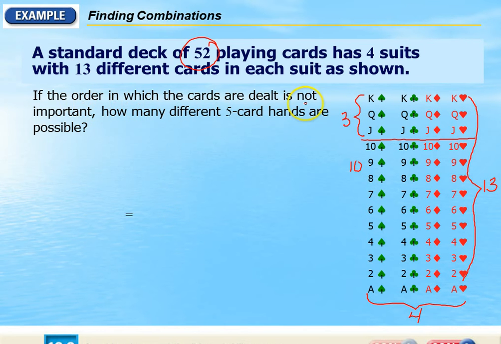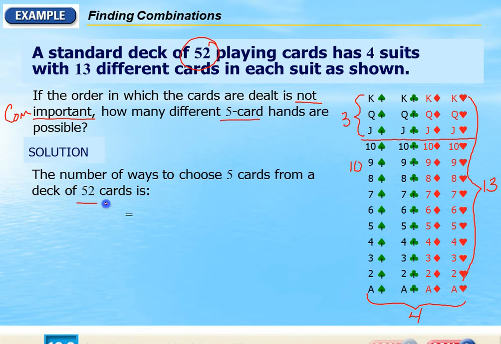If the order in which the cards are dealt is not important, what does that tell you right there? We're doing combinations. If it does not matter, how many different 5-card hands are possible? What is this asking me? I have 52 cards and I want to pick 5 of them. If the order doesn't matter, it's a combination. So I have 52 cards, I need to choose 5.